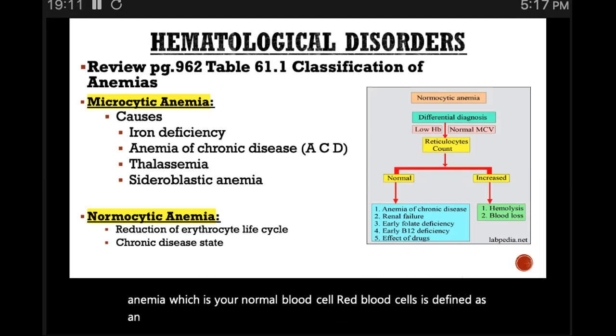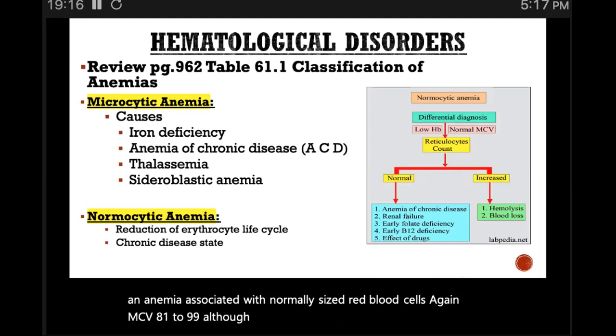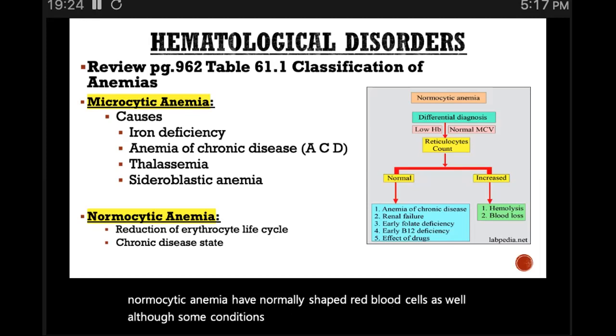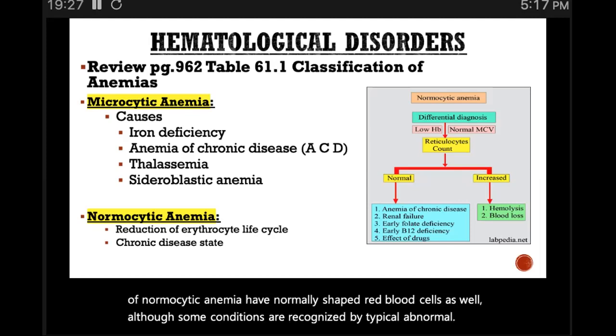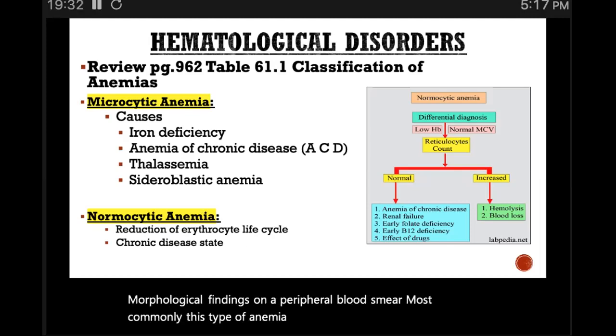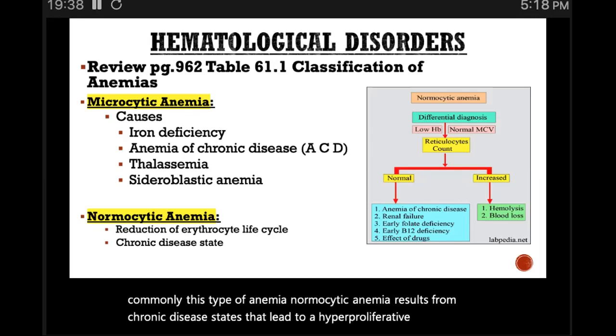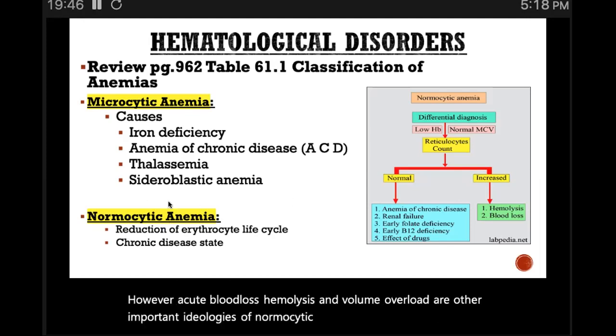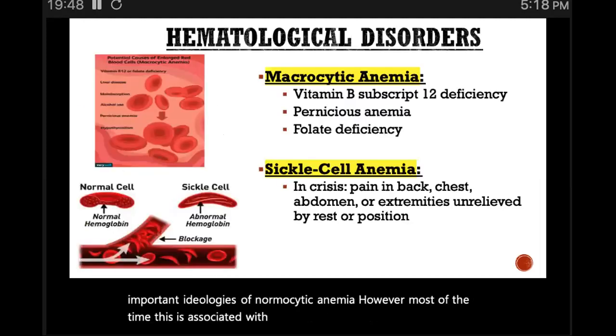So back to normocytic anemia, which is your normal red blood cells, is defined as an anemia associated with normally sized red blood cells, again, MCV 81 to 99, although normal ranges vary with age. Many forms of normocytic anemia have normally shaped red blood cells as well, although some conditions are recognized by typical abnormal morphological findings on a peripheral blood smear. Most commonly, this type of anemia results from chronic disease states that lead to a hypoproliferative anemia. However, acute blood loss, hemolysis, and volume overload are other important etiologies of normocytic anemia. However, most of the time, this is associated with your chronic disease state.